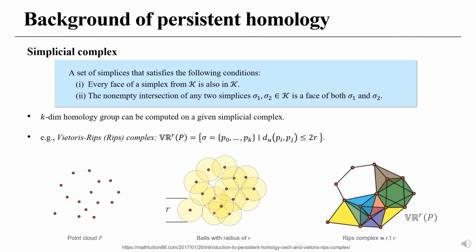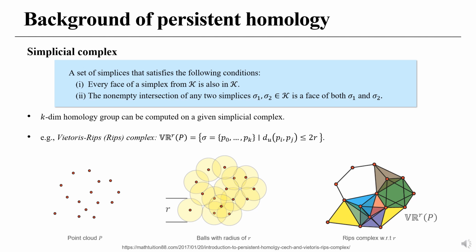To construct a Rips complex, we begin by considering a set of balls with a radius r centered at each point in the point cloud. Each point is considered a vertex in the Rips complex. We then connect two vertices with an edge if the distance between them is less than or equal to 2r, which indicates that the balls centered at these points overlap.